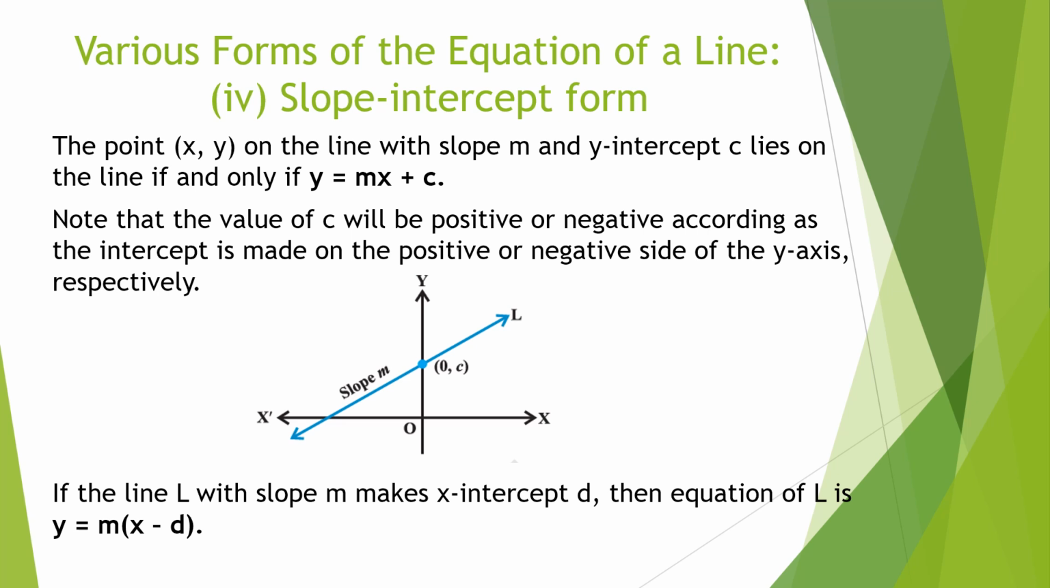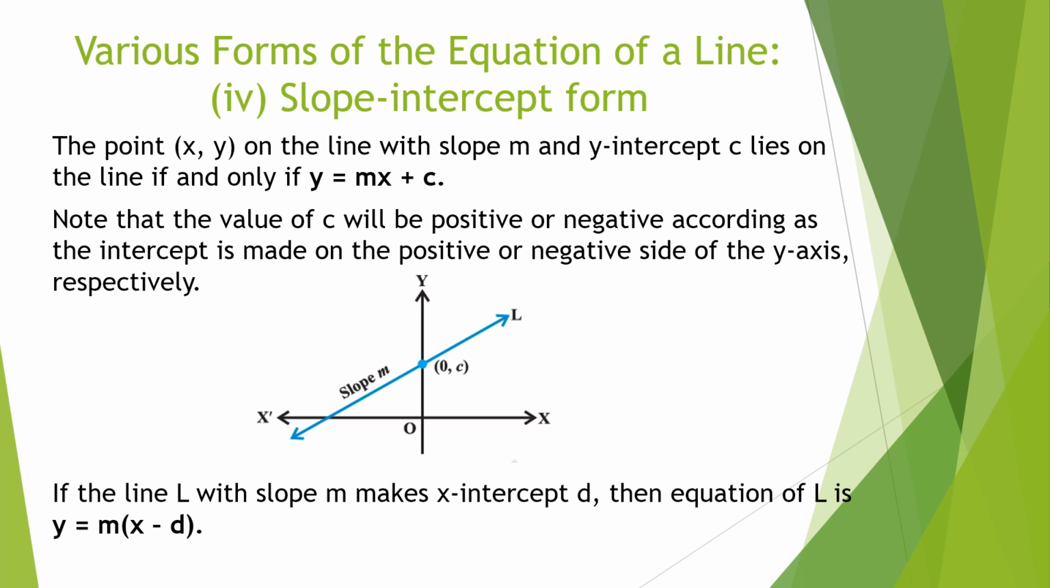c is the y-intercept. You can see in the diagram, y-intercept means the distance from the origin and the point on the y-axis where the line cuts the y-axis. So you can see that is c. So this is the y-intercept. Note that the value of c will be positive or negative accordingly as the intercept is made on the positive or negative direction of the y-axis. Like in the given figure, it is positive because it is made on the positive direction of y-axis.